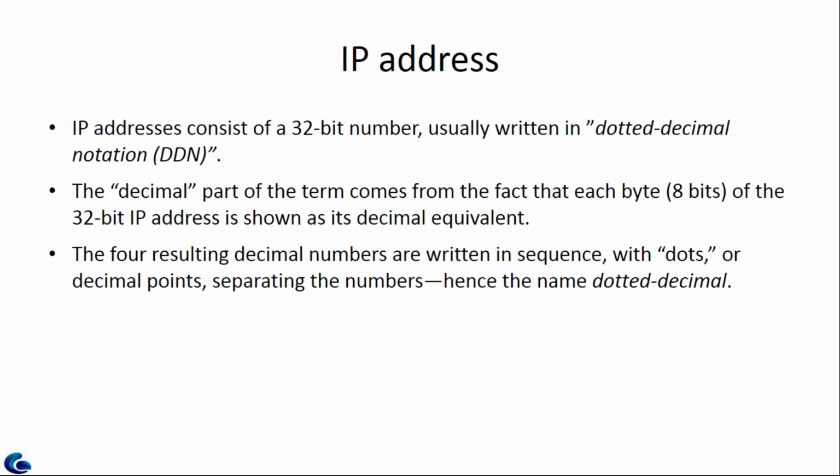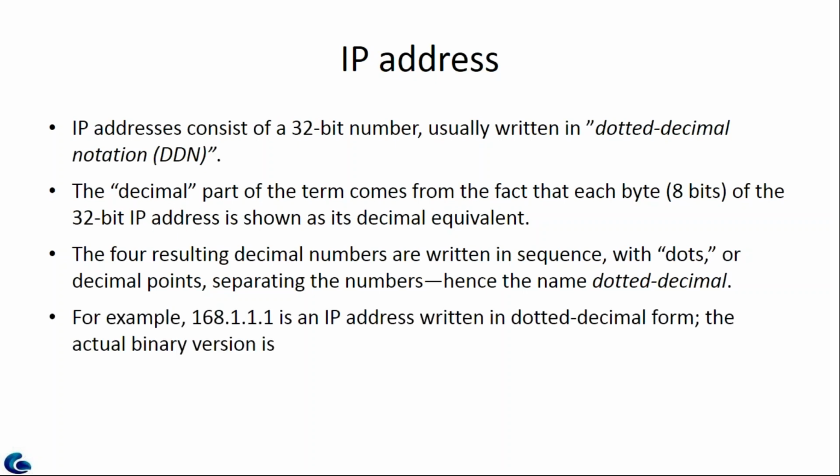So we have a 32-bit number. It is split into 4 equal parts. Each part, which is 8 bits or 1 byte, is individually converted into a decimal, and they are separated by dots. That's why we call it dotted decimal notation. For example, 192.168.1.1 is an IP address written in dotted decimal form.